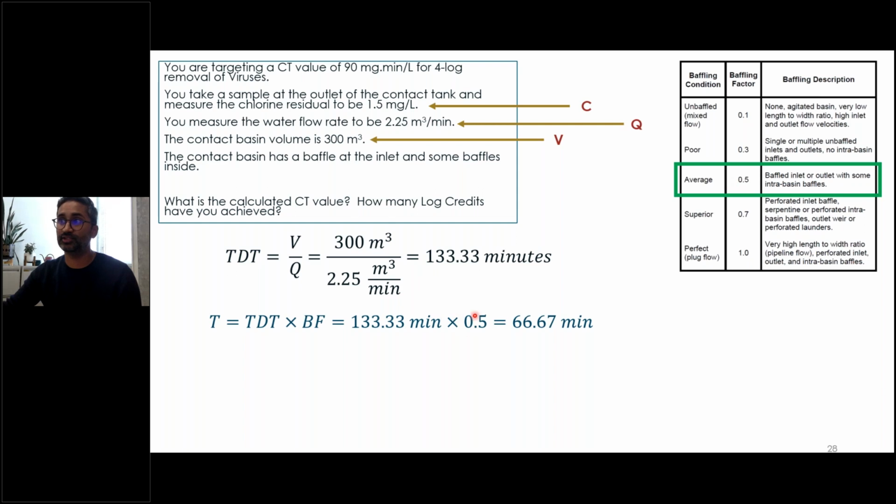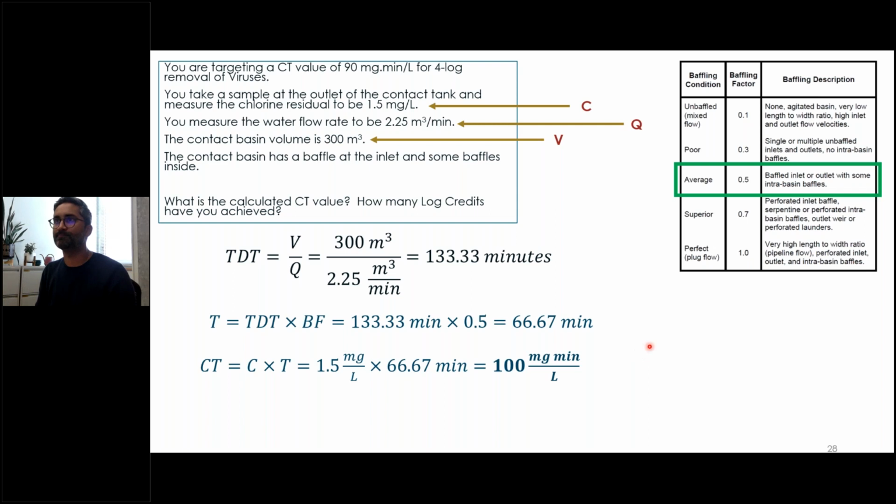We have our TDT multiplied by our baffle factor. That gives us our T value, which is the equivalent of our T10. That's 66.67 minutes. So now we have T, we also have C from our question. So we can multiply those two values and we get our CT value, 100 milligram minutes per liter.